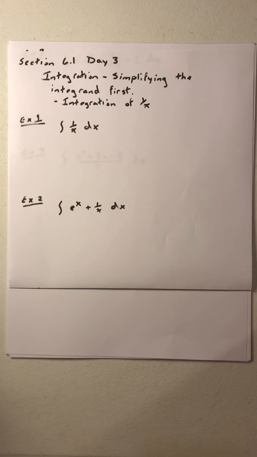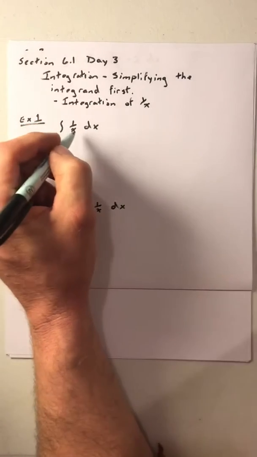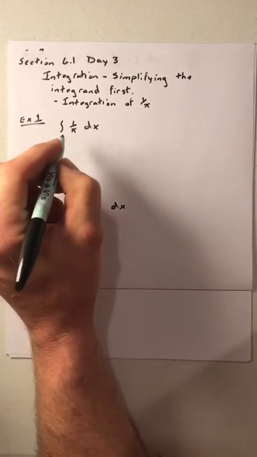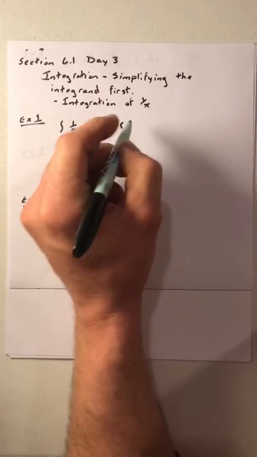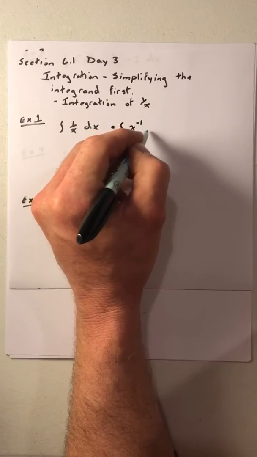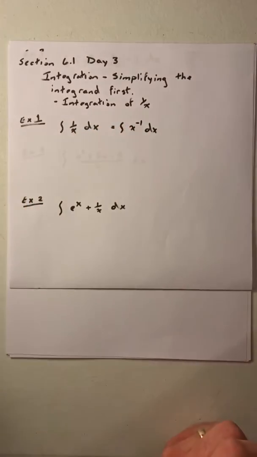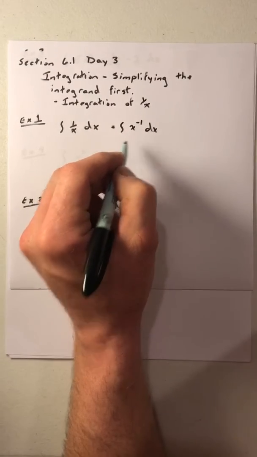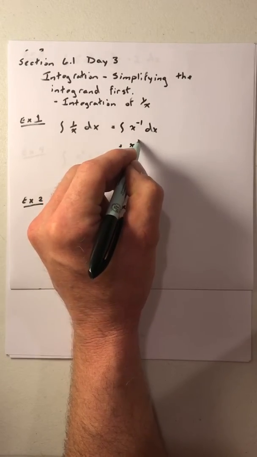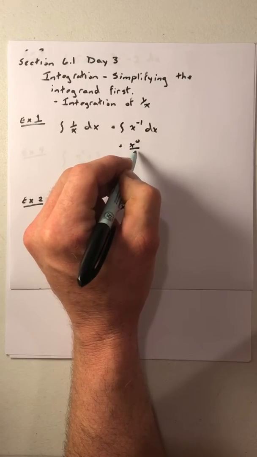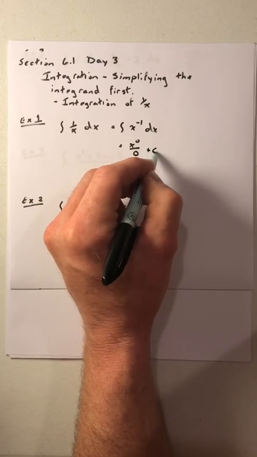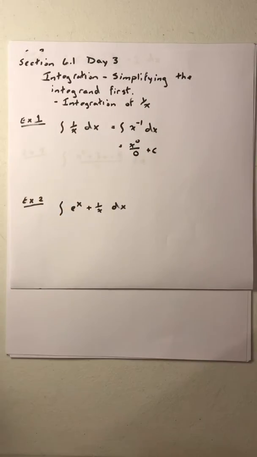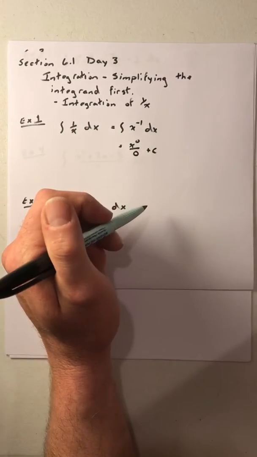If we think about 1 over x as we've done before, we would bring that x to the numerator. So we'd have the integration of x to the negative first dx. Nothing different there. If we were to increase our exponent by 1, we would end up with an x to the 0, and we would divide by that new exponent of 0 plus c. That's where our problem comes in. We can't divide by 0.